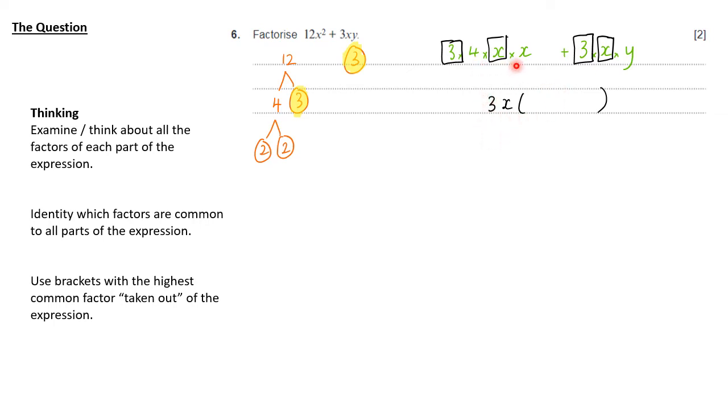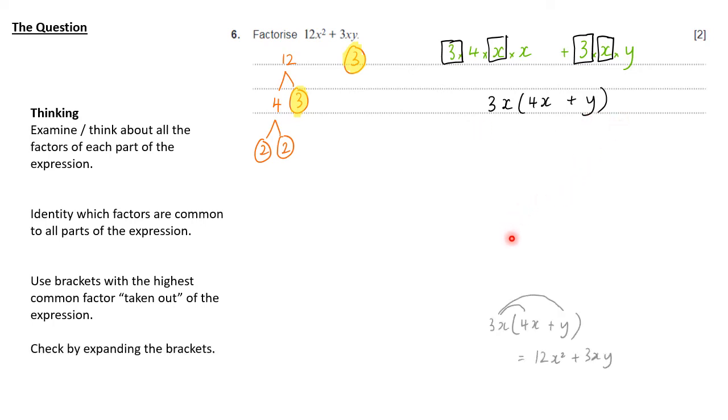So that means I need a 4x at the first term and plus y to complete it. So that's it done for the 2 marks, and I've made that very clear in the working out space. But I would also do a little check somewhere on the page to give me the confidence that I've got that right.